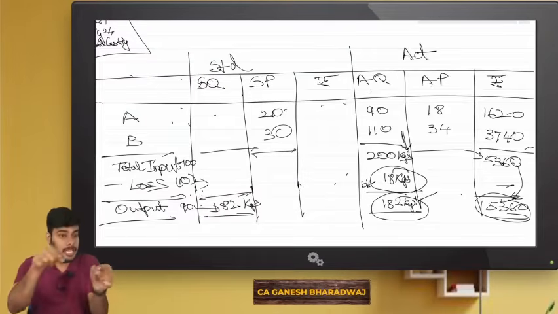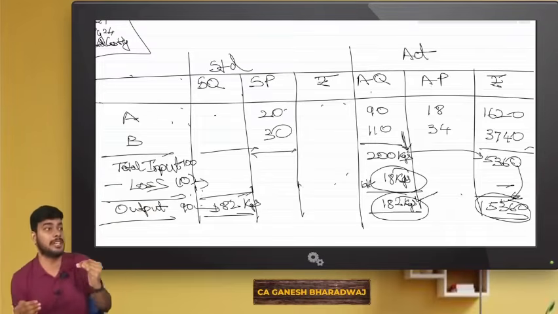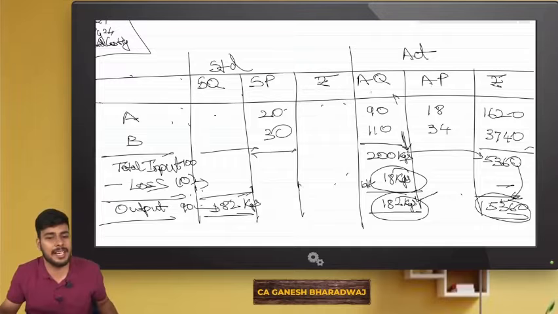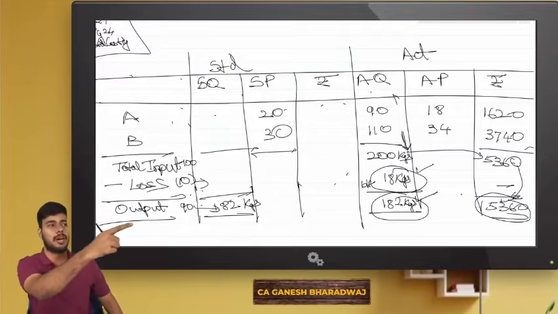You asked, no? Here you will use that standard loss, because standard loss comes only in the standard column. Then what is this 18 kg, sir? It is actual loss. That's why we are tracking it in the actual column. Are you clear with this now?